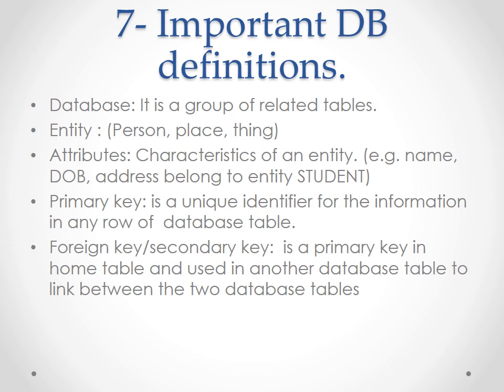Derived attributes that can be calculated when needed. For example, age. The user enters the date of birth and the system automatically produces the age. Let us move to primary key. A primary key is defined as a unique identifier for the information in any row of the database table.